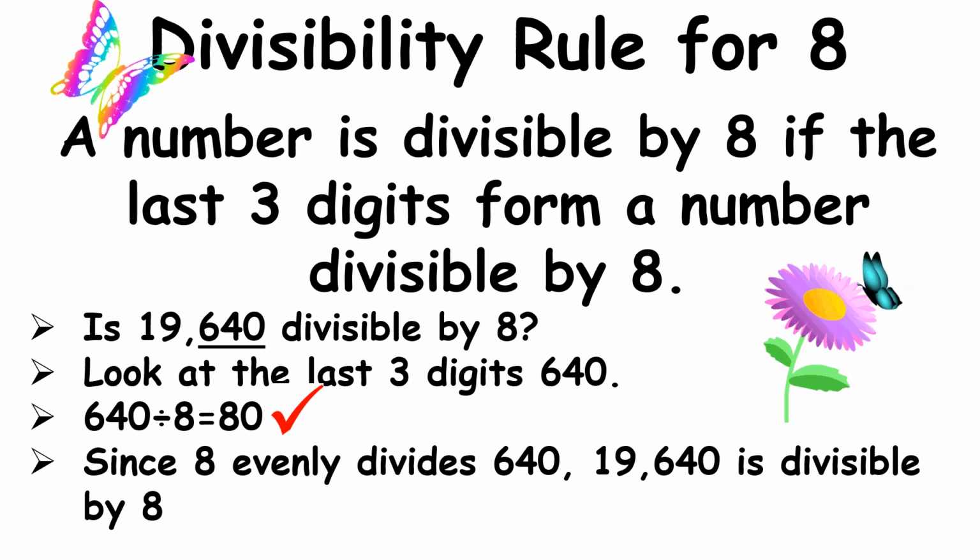When is a number divisible by 8? A number is divisible by 8 if the last three digits form a number divisible by 8. Example, is 19,640 divisible by 8? Look at the last three digits, 640. 640 divided by 8 is equal to 80. This is a whole number. So 640 is divisible by 8. Since 8 evenly divides 640, thus 19,640 is divisible by 8.